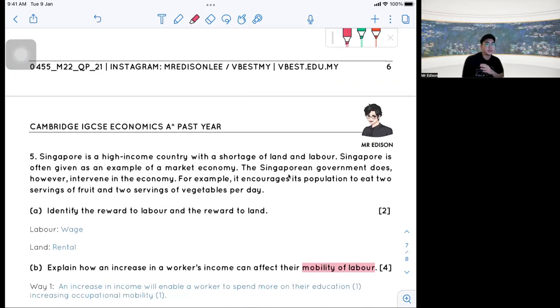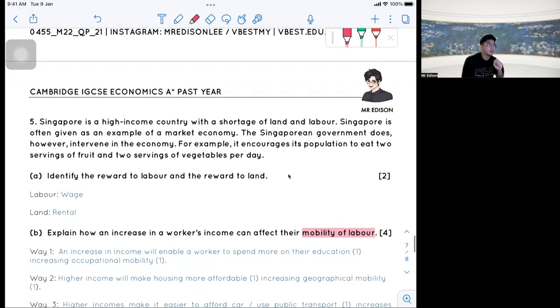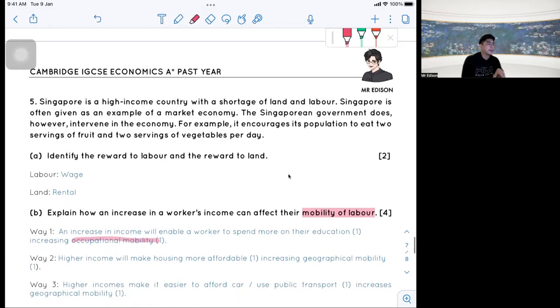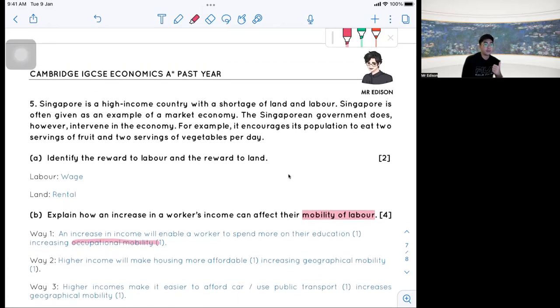So let's look at it. This one is not easy, so you guys can look at it, and I believe that 90% of you will dodge this. Okay, first one: an increase in income will enable a worker to spend more on their education, increasing occupational mobility. Occupational mobility is one job to another job. And then high income will make housing more affordable, which is geographical mobility. You can work in that country because it's cheap for you to do so. Why? Because you have high income.